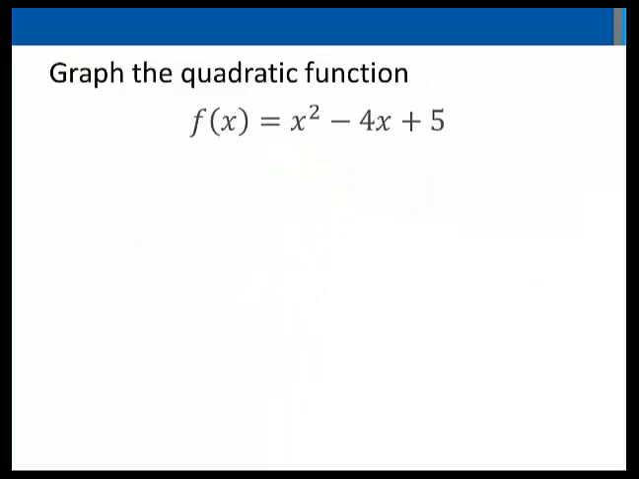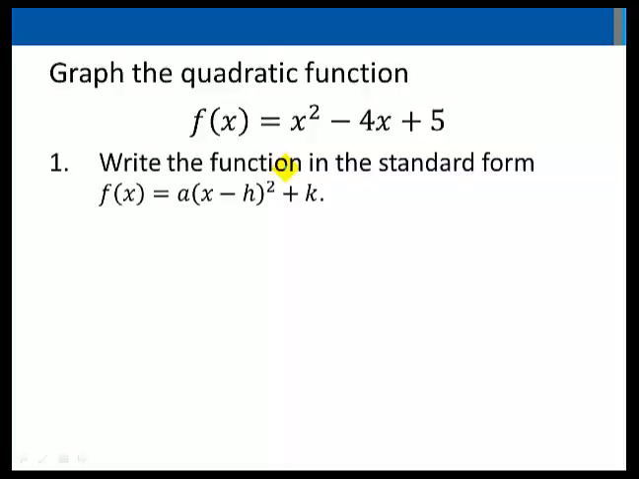Let's graph the quadratic function f(x) = x^2 - 4x + 5. We'll begin by writing the function in the standard form a(x - h)^2 + k. So we have f(x) = x^2 - 4x + 5.